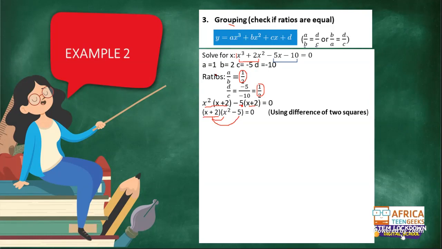Okay. So in this term, I know maybe for some people it might be difficult to see the difference between two squares, so you can either use that or simply use the quadratic equation. Okay.